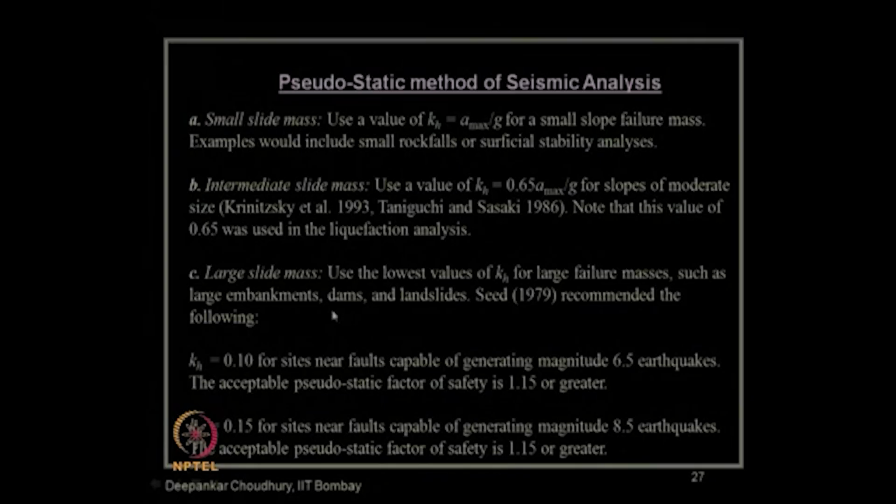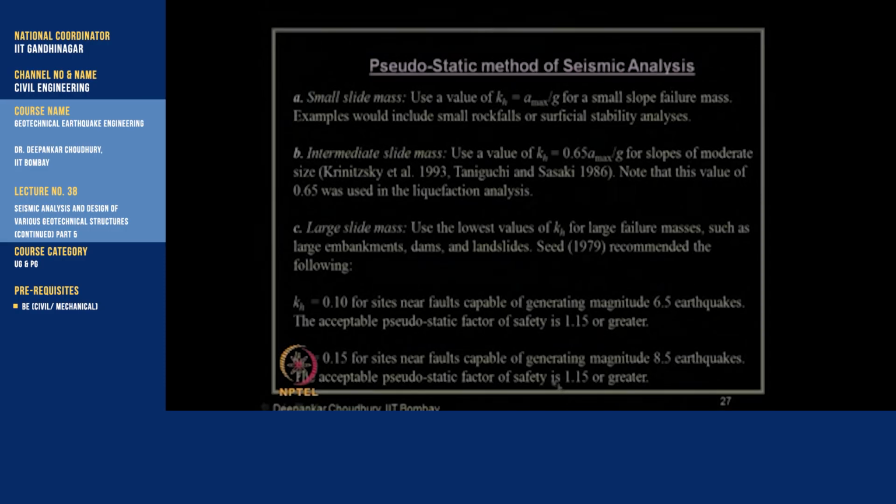Okay? That is for design of large embankment or dam or landslide problems. Whereas, kh value needs to be used as 0.15 for the sites near faults capable of generating magnitude 8.5 earthquake. So, for 8.5 earthquake, kh value of 0.15, for 6.5 earthquake, kh value of 0.1. Remember, these are recommendations for only large slide mass, where large mass is involved. So, this is on the lower side of the ranges of kh, which can be used for design.